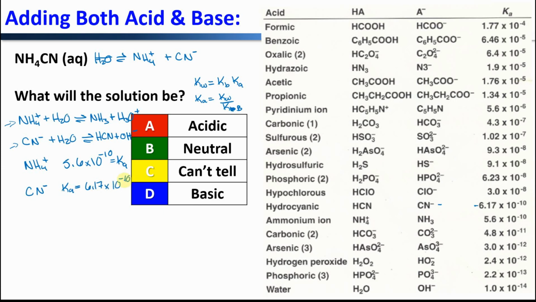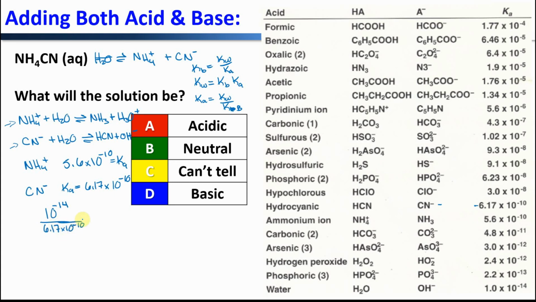Now I haven't told you anything about temperature. These tables are all at 25 degrees C. If you have something like this and you haven't been told that the temperature is different, then we can assume that the Kw of 10 to the negative 14 is the thing we use. I want my Kb. Why did I solve for Ka? That's silly. So Kb is going to be Kw divided by Ka, so 10 to the negative 14 divided by 6.17 times 10 to the negative 10.